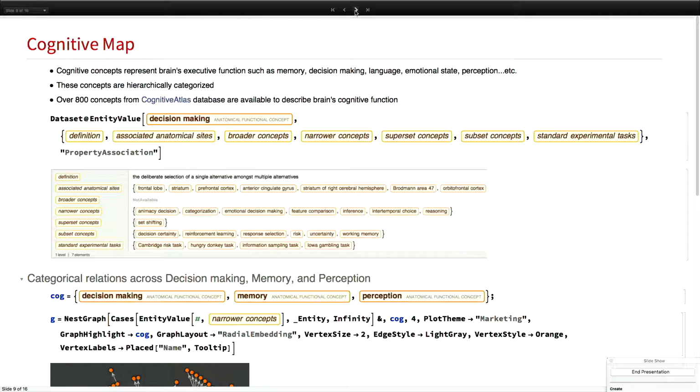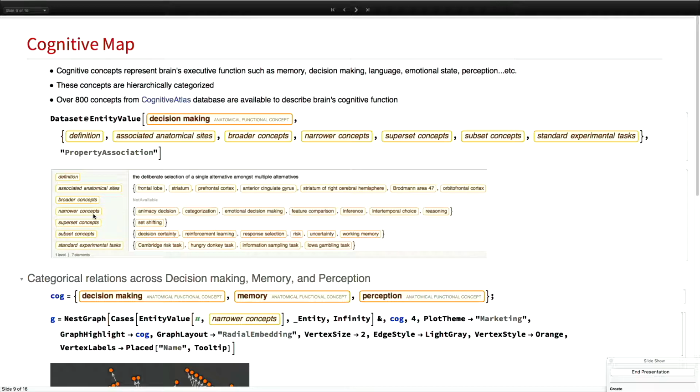So finally, after looking at the smallest components of the brain, let's take a look at the brain's cognitive function. A variety of cognitive processes that take place in the brain can be categorized and hierarchically mapped. We have over 800 concepts from the Cognitive Atlas database to describe the brain's cognitive function, and some properties are available to get more information about individual concepts.